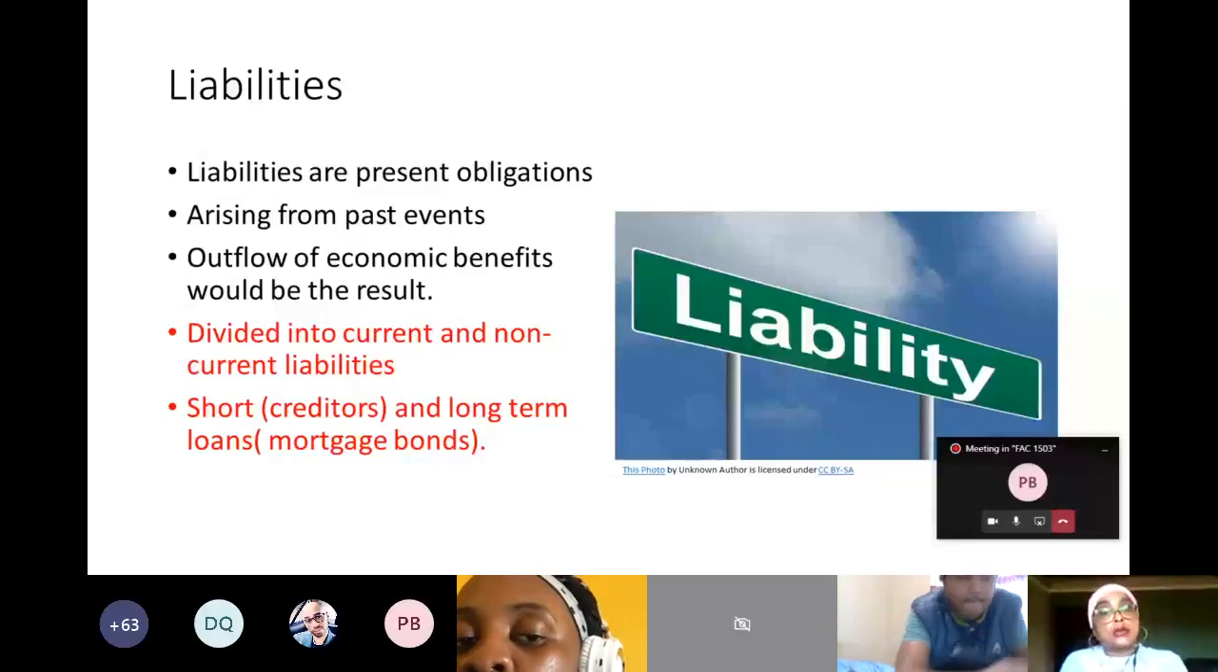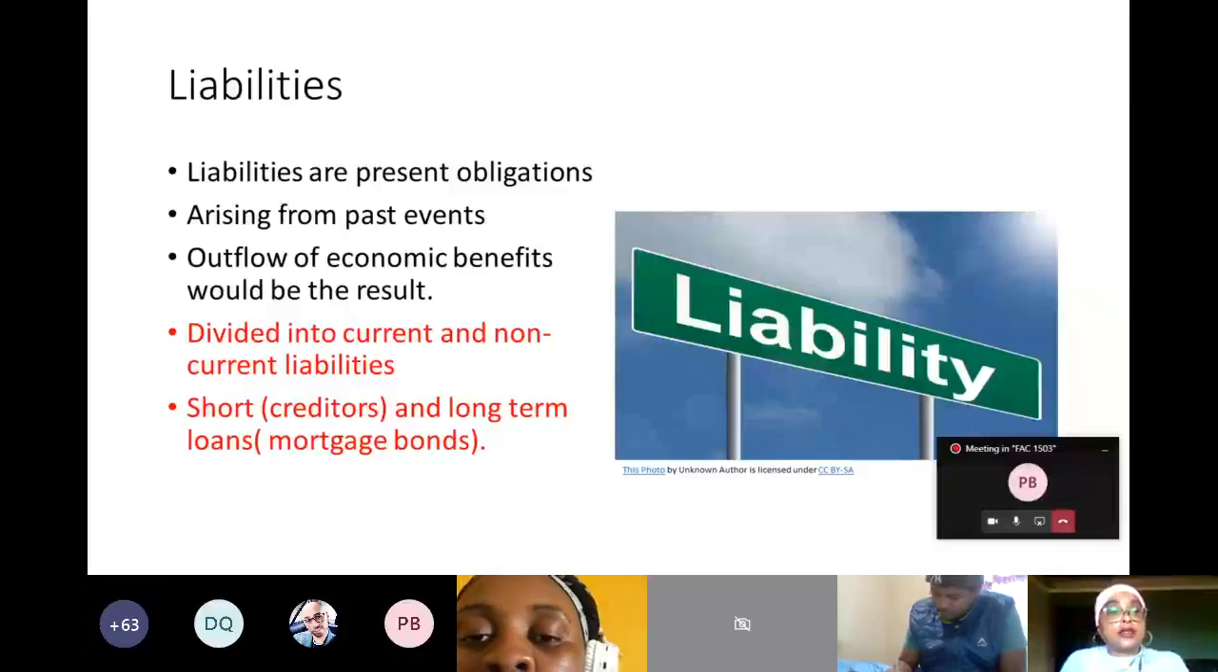The present obligation is I need to pay my installments every month over 36 months. And it normally results in an outflow of economic benefits, right? So an outflow of economic benefits in this context would be every month payments will go out of my business account. Liabilities are divided into current and non-current liabilities. So your non-current liabilities is your mortgage loans, your long-term loans, and your current liabilities would be your creditors or your tax liabilities. So those type of stuff.